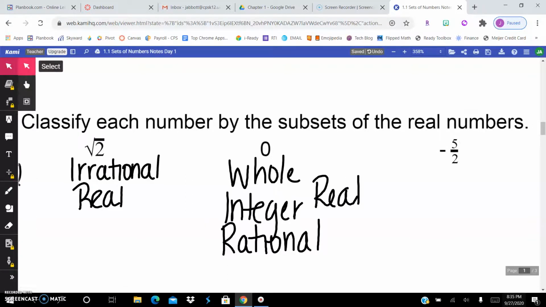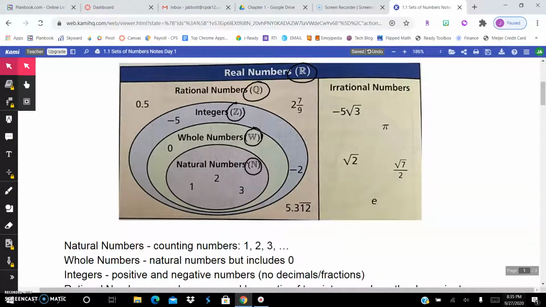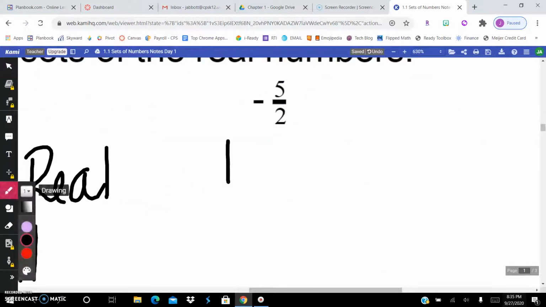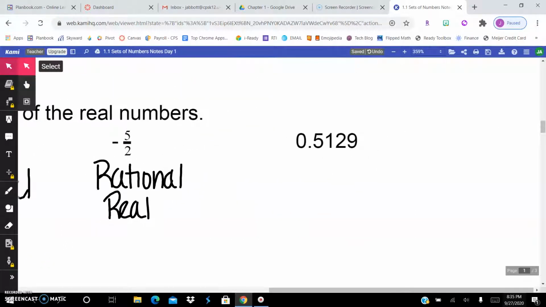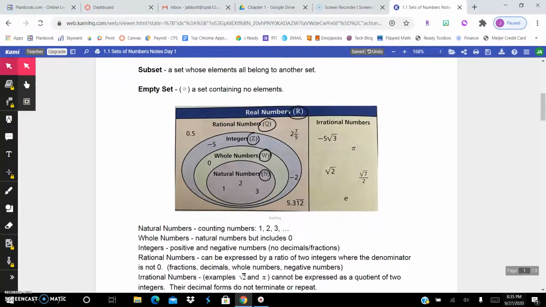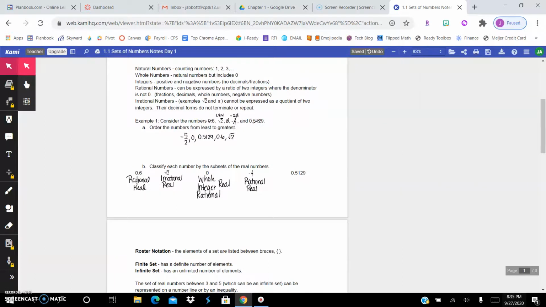And then we have -5/2 or -2.5. And again, fractions and decimals come in under the rational numbers. So rational numbers are also part of real numbers. So this would be rational and real. And then we have 0.5129. Again, that's a decimal, so that would fall with rational numbers. And rational numbers are also real numbers.